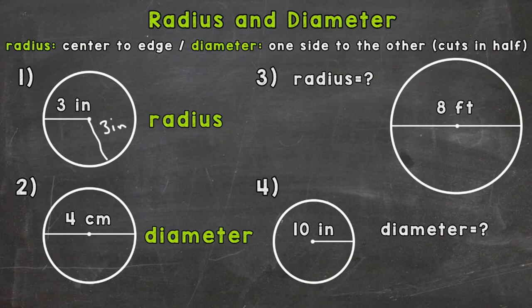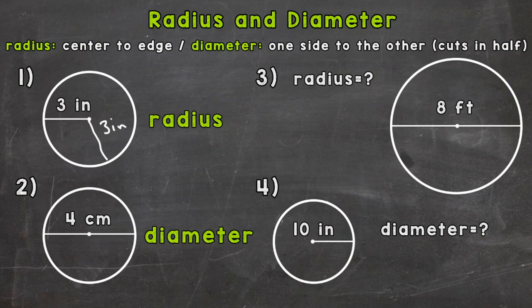Now for number 2, we have diameter. And diameter is a straight line from one side of the circle to the other. And it has to pass through the center of the circle. It cuts it perfectly in half. So for number 2 there, we have a diameter of 4 centimeters. So it's 4 centimeters all the way across that circle.